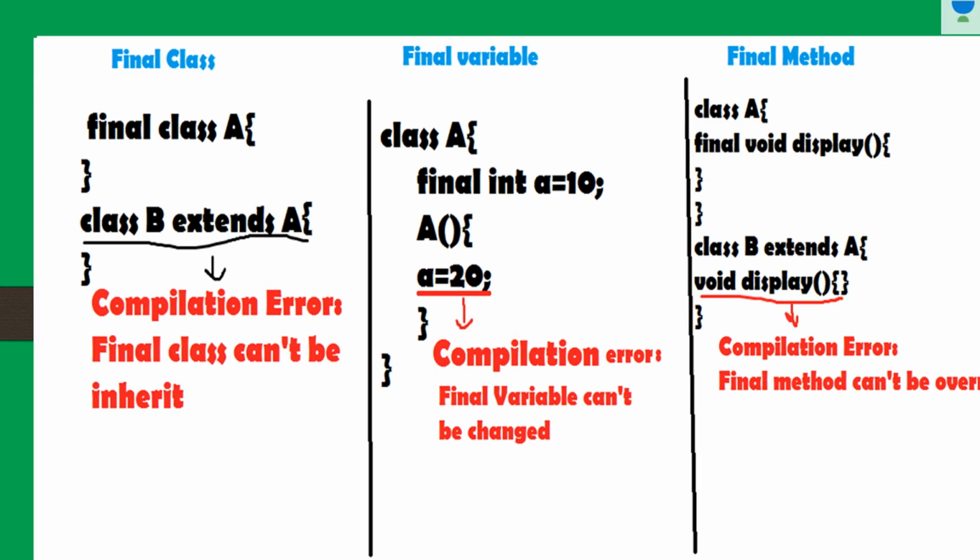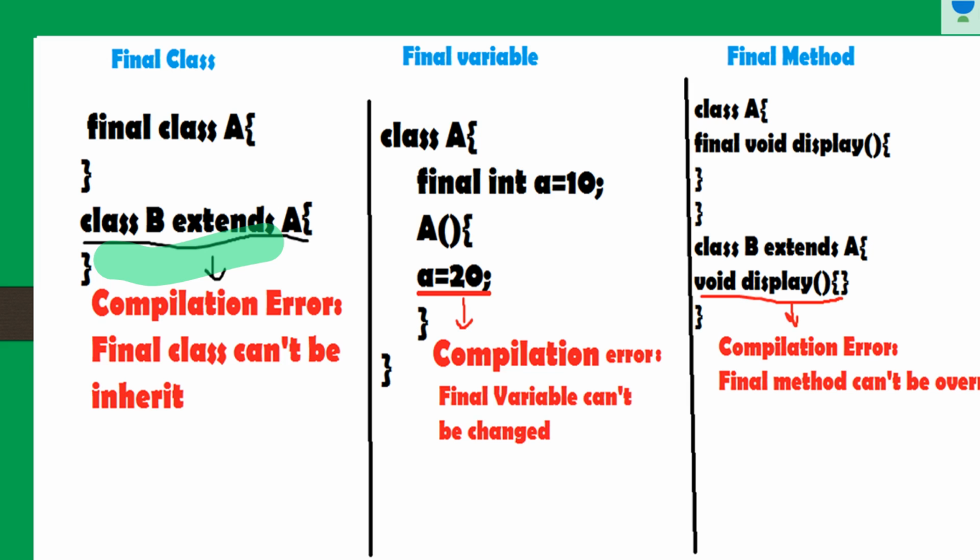Now here first I have declared a class as final. You can see here. Now I have also created a new class B which is extending A. So basically B is trying to inherit class A, but we will get a compilation error here that final class can't be inherited. Okay, because anything in Java, if declared as final, we can't change it. Okay, so now let us see if we use final keyword with the variable.